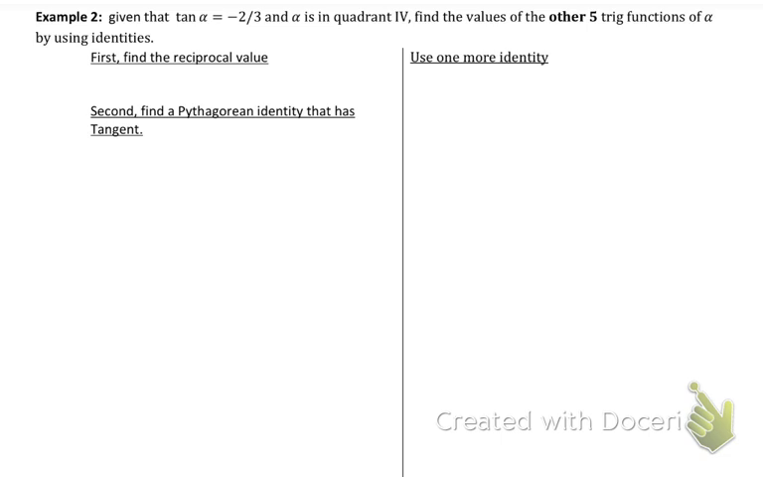Okay. All right. So we have tangent alpha equals negative 2 over 3, but I'm going to highlight something really quick. Alpha's in quadrant 4. I should probably stop there and say, what's positive in quadrant 4? What trig function is positive in quadrant 4? Cosine and?